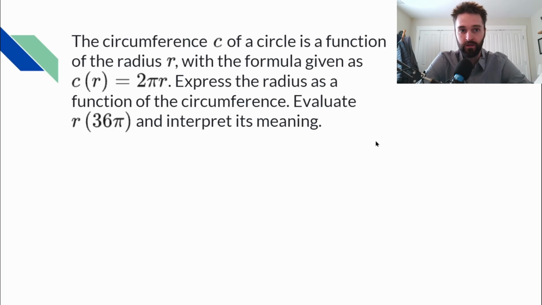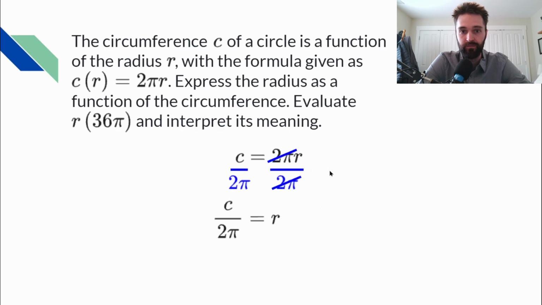Okay. So let's start with this formula. Let's start with this function c of r. c is equal to 2 pi r. Okay? r is the input and c is the output. To get the radius as a function of the circumference, we need to isolate r. Okay? So the first thing we're going to do is divide both sides by 2 pi. And we can see that the 2 pi's cancel on the right-hand side, and that leaves us with r on the right-hand side is equal to c over 2 pi on the left-hand side.